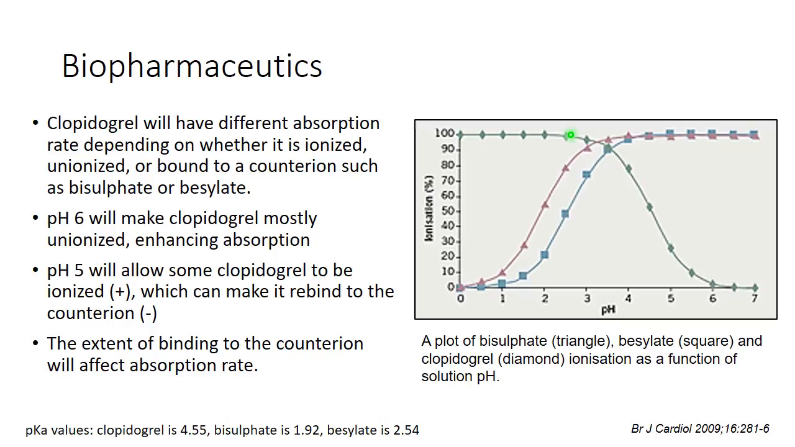But I also want you to make note of these other curves, the bisulfate, which is the triangle, and the besylate. If we change the salt type for that drug, clopidogrel bisulfate or clopidogrel besylate, the salt will have a different ionization at the same pH. Just say, for instance, pH 2. At pH 2, we have more ionization of the bisulfate. That means the bisulfate might be quicker to dissolve in the stomach than the besylate. And that might matter, right?